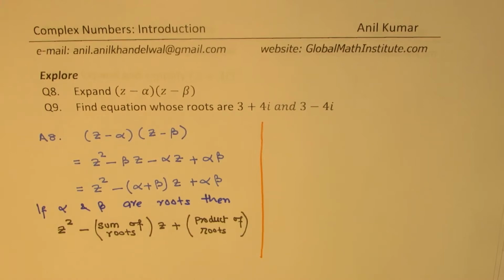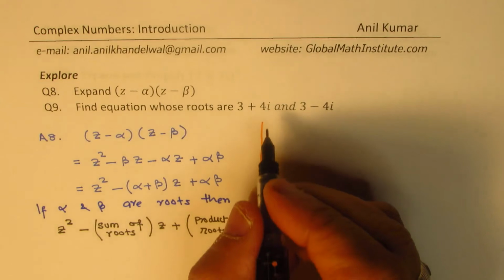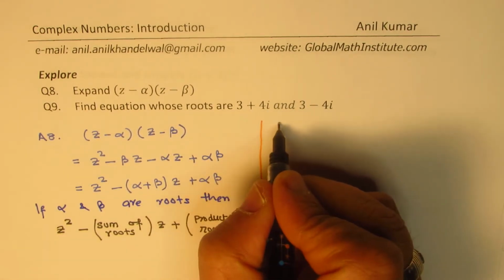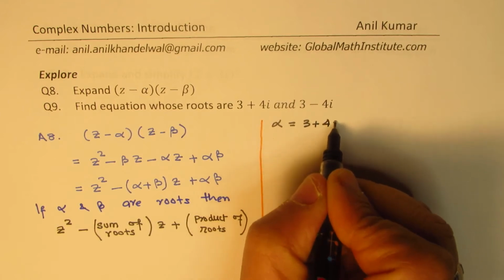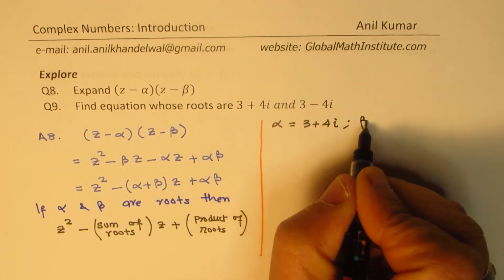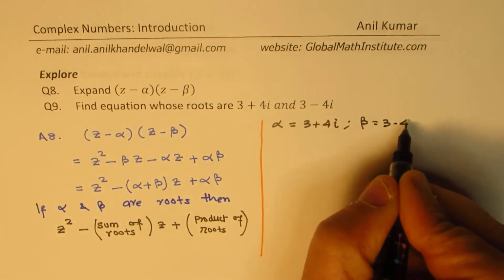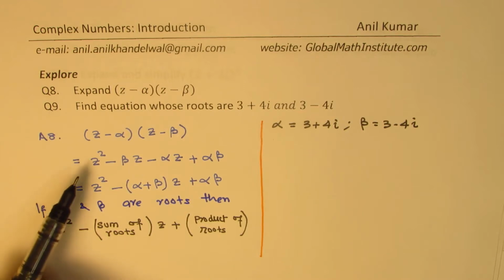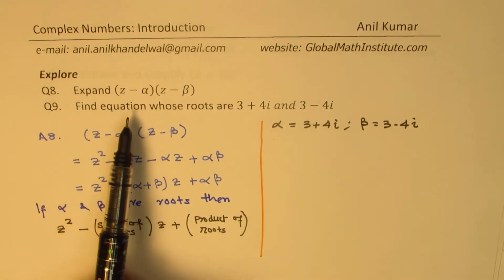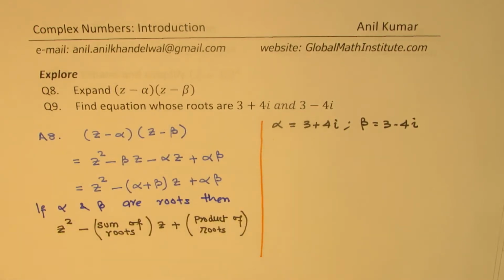Now question number 9 is: we are given the roots, right? So the two roots, let's call them alpha and beta. So alpha is 3 plus 4i and beta is 3 minus 4i. Now these roots are conjugate roots. We need to find the quadratic equation with these roots.